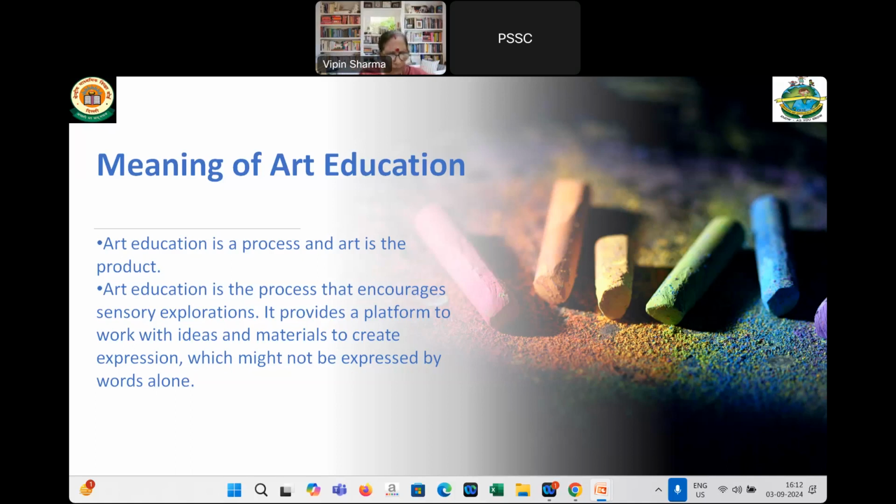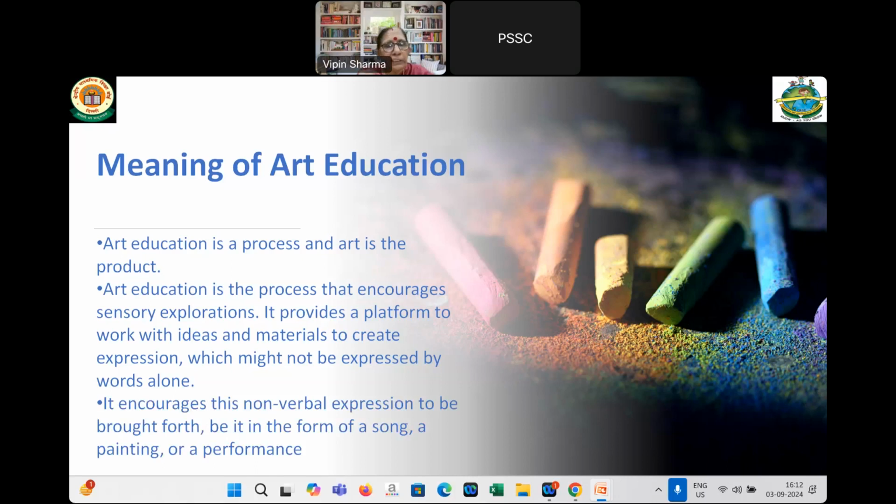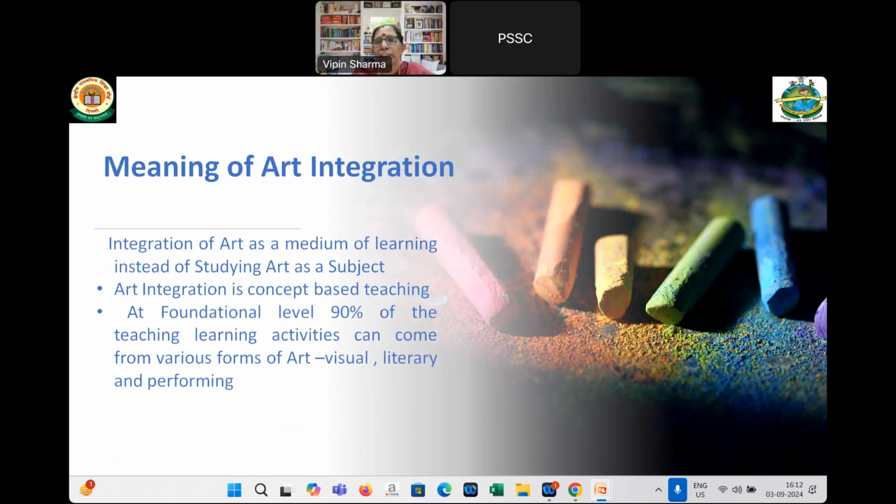So it is very, very important that art-based education develops inquiry-based skills. It encourages non-verbal expressions to be brought forth, be it in the form of a song, painting, performance, whatever. But art-based is very, very important. Artistic development in children goes through a more or less predictable pattern, from the earliest scribbling to colors and skillful expressions. So it is important. Now, meaning of art integration, coming again to the topic.